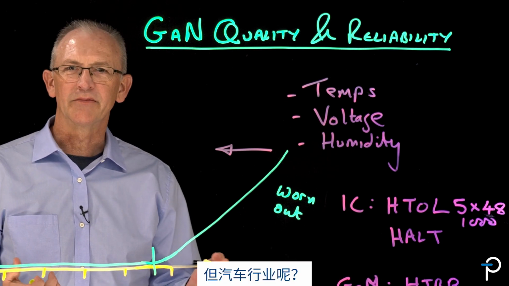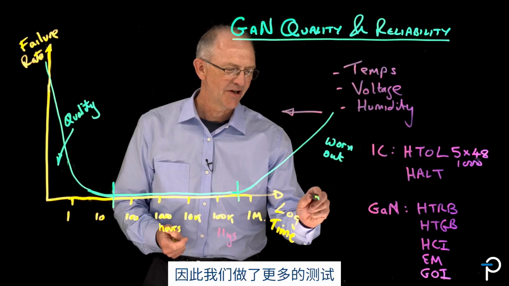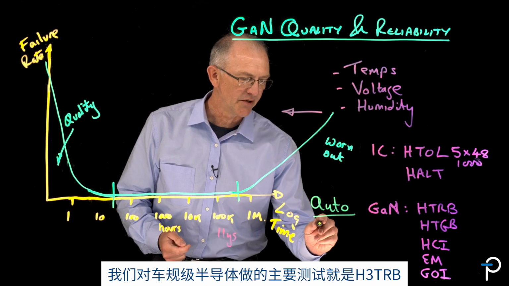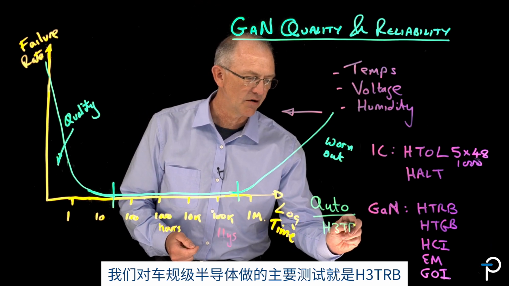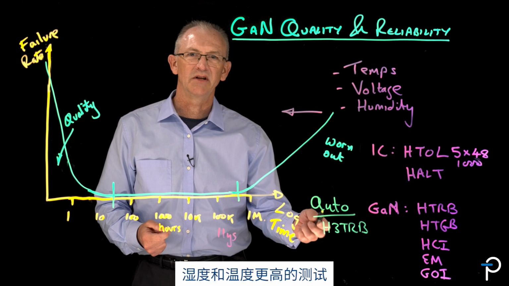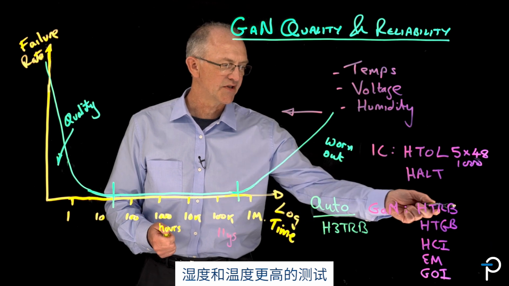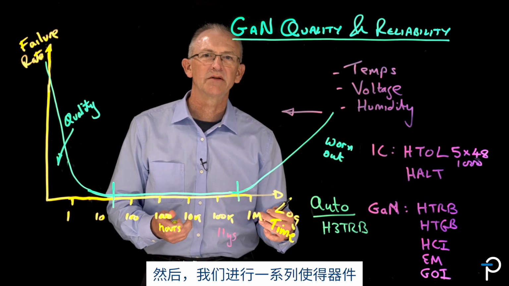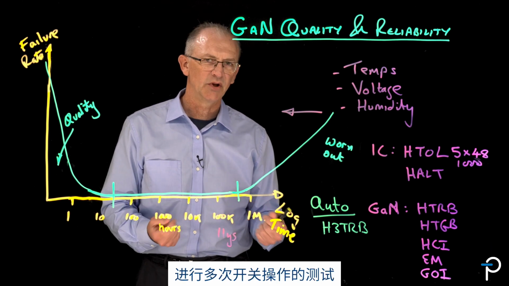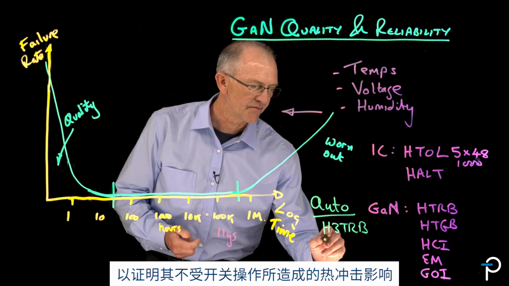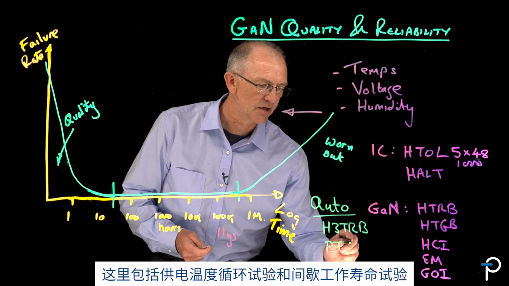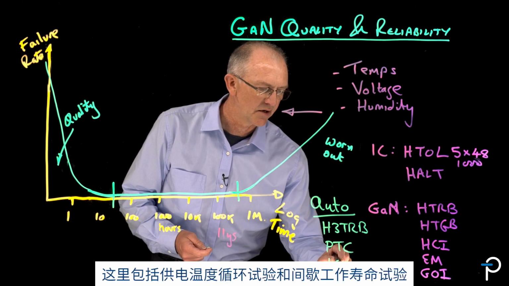But what about automotive? Automotive folks like GaN too. So we run more tests. And what we run primarily for automotive is H3TRB. And this is a test that further increases the humidity and temperature over the standard HTRB. And then we run a series of tests that are designed to switch the part on and off multiple times to prove that it's immune to thermal shock from being switched on. And that's power temperature cycling and intermittent op life testing.